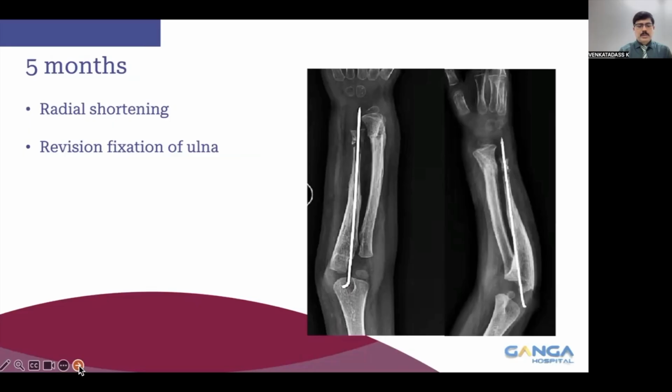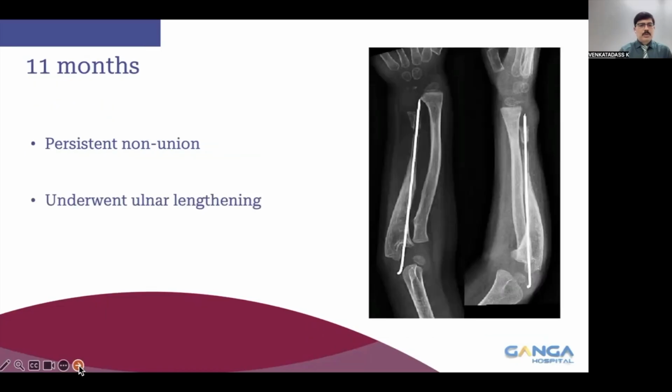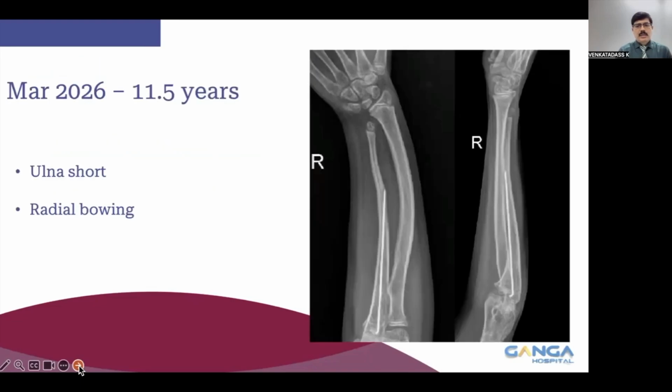To rescue the situation, we revised the fixation and did an ulnar shortening osteotomy, thinking that it might help in union as well as get the variance adjusted. But through our bad luck, the non-union persisted, and subsequently he underwent ulnar lengthening. And this is a 10 years follow-up of the patient. The child is 11.5 years now. The ulna is short, and there is radial bowing. And I'm sure that this is going to worsen during his adolescent growth spurt, and he's going to need one more surgical procedure to get the forearm aligned well.